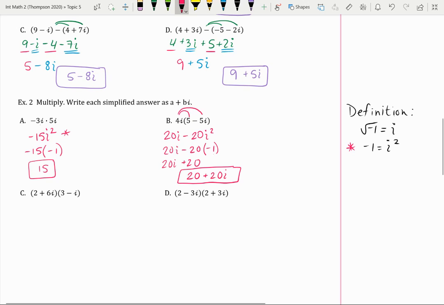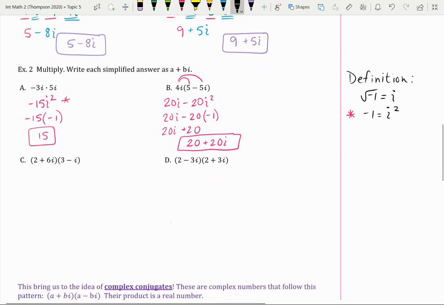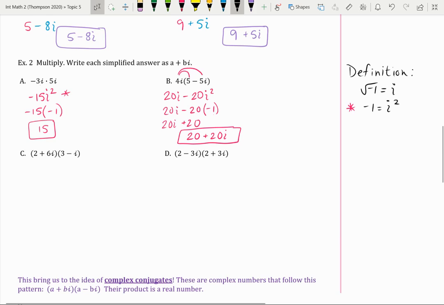In C and D, we get into multiplying two terms by two terms. When we did this before with polynomials, we used this box to help us organize our ideas. We're going to do the same thing here. And we've been using the box for factoring a lot, but remember, this is just multiplying. So we're going to write our expressions on the outside and multiply to get the inside.